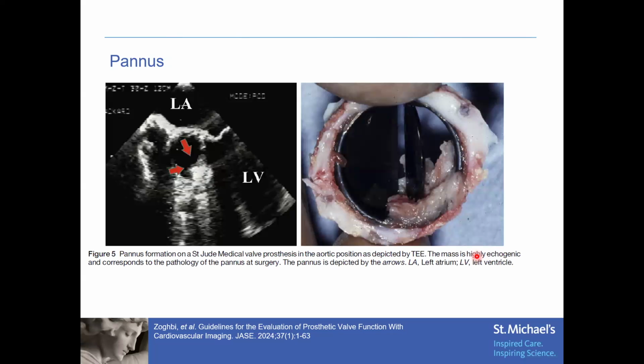So just some images here of some of these abnormalities. When you look at pannus in echo, it's quite echo bright, so echo dense here. It's seen on the left image. This is a St. Jude mechanical valve that has had pannus formation over several months to years. The mass is highly echogenic, and when you then explant it, you can see that that's just formation of this fibrous tissue into the valve. Often the pannus can affect valve motion, but not always.